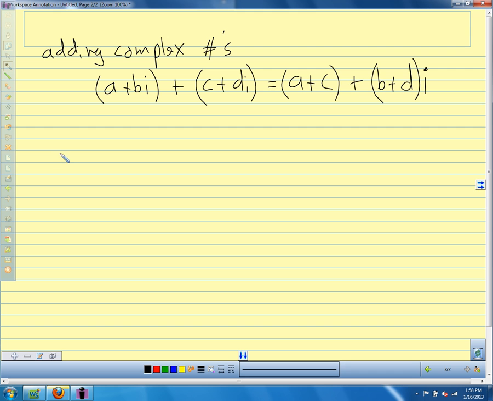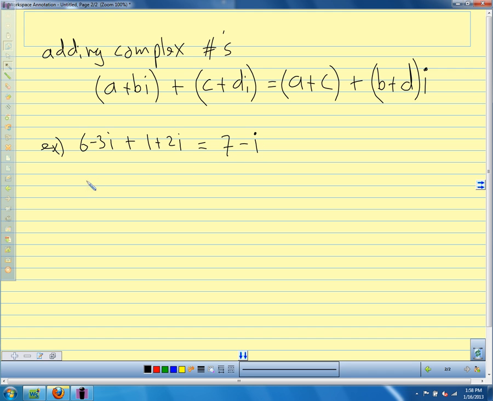So just a quick example, if we were saying 6 minus 3i plus 1 plus 2i, what would I get here? If I add the real parts, what do I get for the real part? 7. And for the imaginary part? -1. -3 plus 2 is -1. So I get 7 minus i. Added the 6 and the 1 to get the 7. Added the -3 and the 2 to get the -1i.